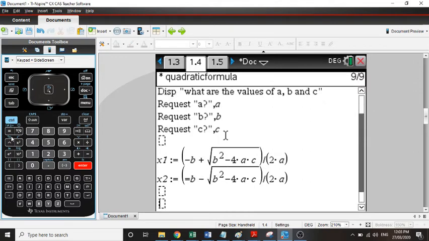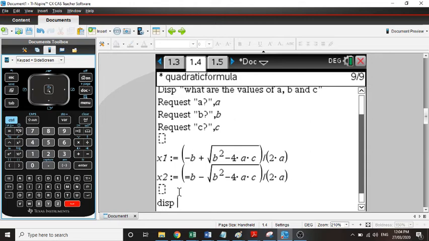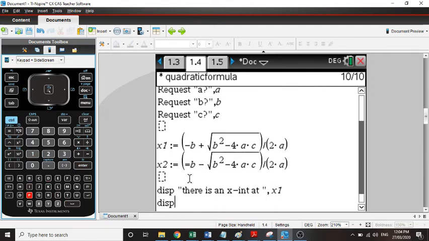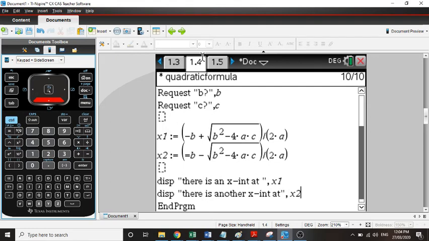And now what we need to do is report that. We need to tell the user what it is. So request is to ask the user what the value is, and disp is to display the values. So disp, we can say, there is an x int at, comma x1, and we can say disp, there is another x int at x2. Okay, so let's try to run this.